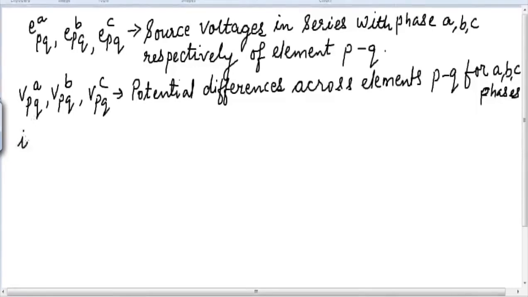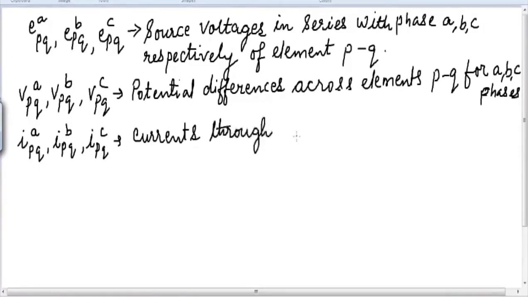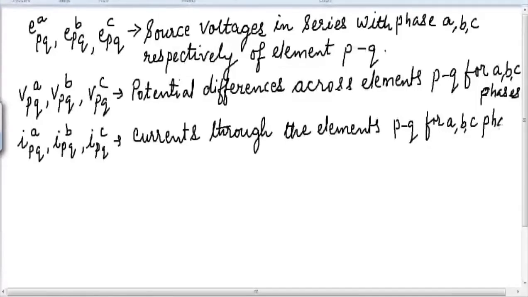Then what is I_PQA, I_PQB, I_PQC? So these are the currents, as the name itself is denoting I. So currents through the elements. What are the elements? P dash Q for A, B, C phases. Right? So these are the currents which we are using for the phases A, B, and C.